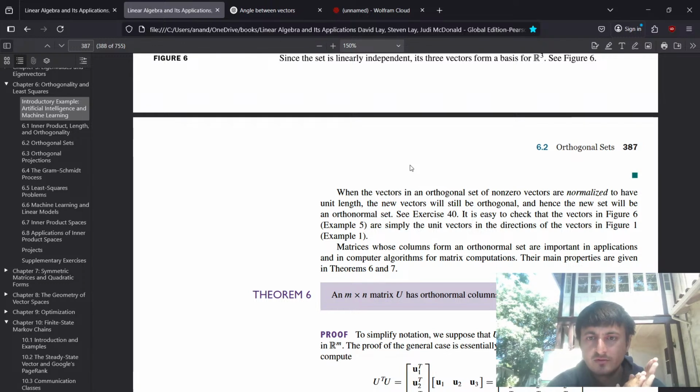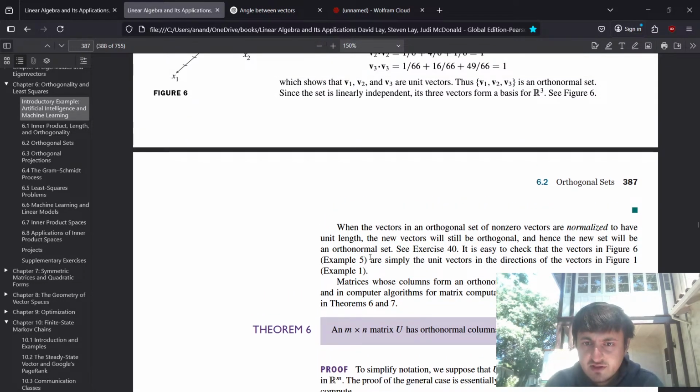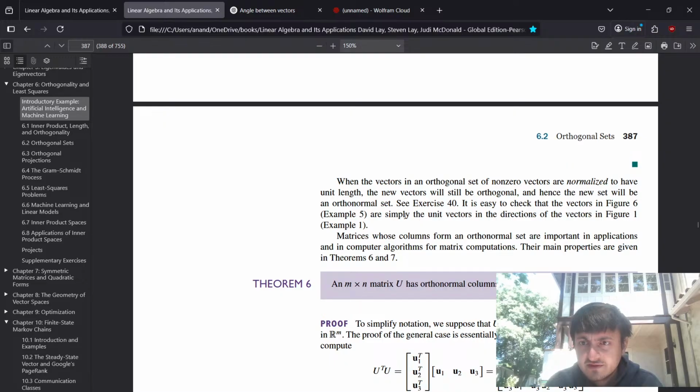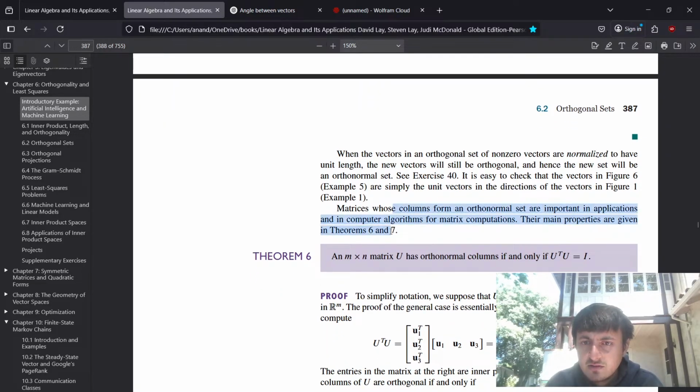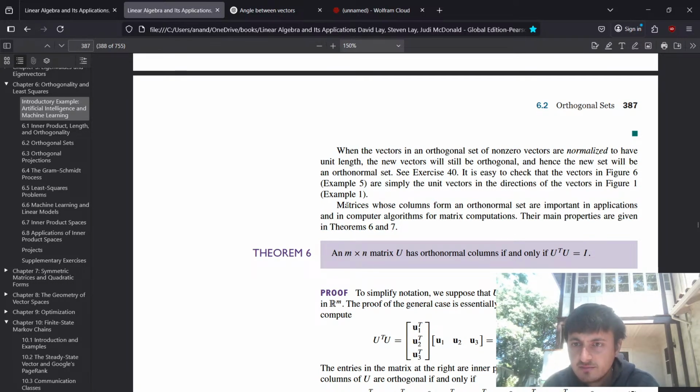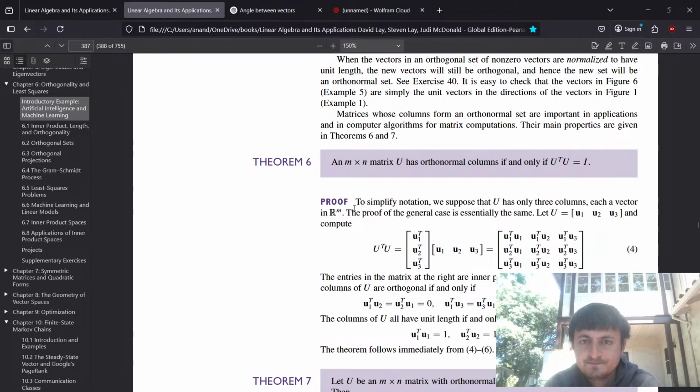When the vectors in an orthogonal set of non-zero vectors are normalized to have unit length, the new vectors will still be orthogonal, and hence the new set will be an orthonormal set. It's easy to check that the vectors in figure 6 are simply the unit vectors in the directions of the vectors in the previous example. Matrices whose columns form an orthonormal set are important in applications and in computer algorithms of matrix computations. Their main properties are given in theorems 6 and 7.